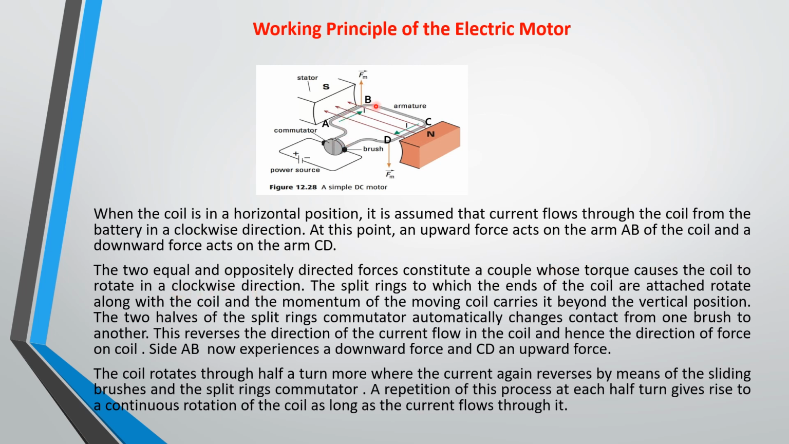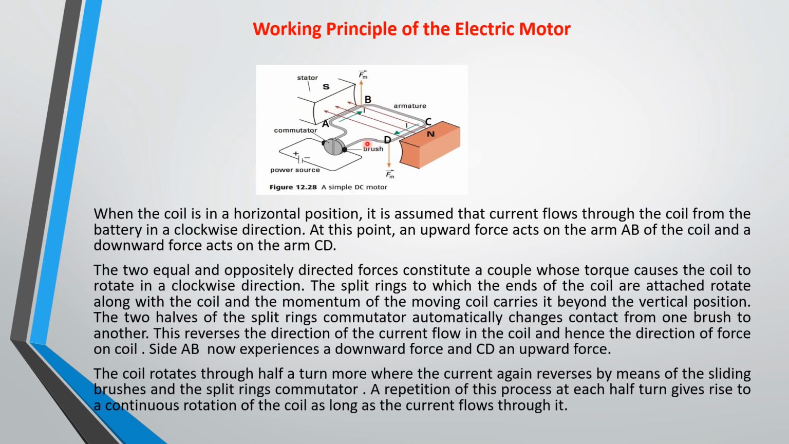As this force is coming this way, there are equal and oppositely directed forces, so they constitute a couple. And you know that the effect of a couple is rotation. So it causes the coil to rotate. The split rings, to which the ends of the coil are attached, rotate along with the coil, and the momentum of the moving coil carries it through the vertical position.